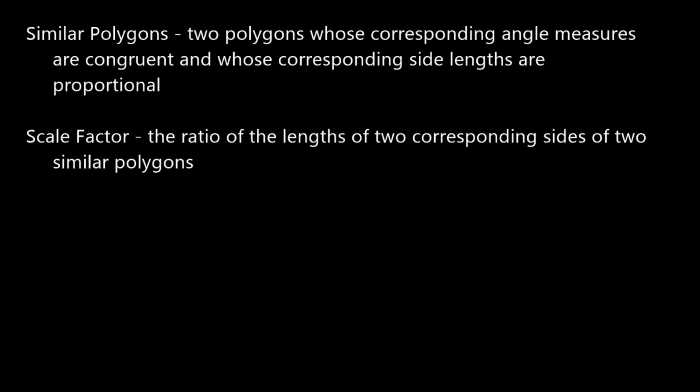Things are alike in some way or some shape or form. And so in geometry, of course, we have a very specific definition for what it means to be similar. And here's what that definition is. So two similar polygons are polygons whose corresponding angle measures are congruent and whose corresponding side lengths are proportional. And so I think that's probably best explained with an example.